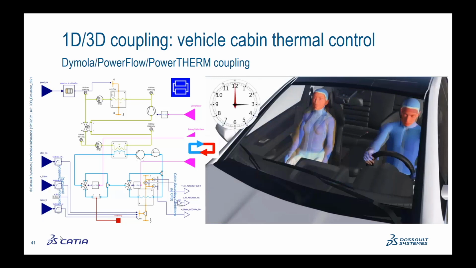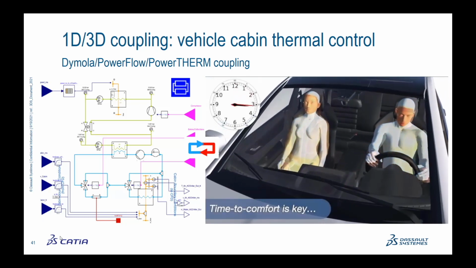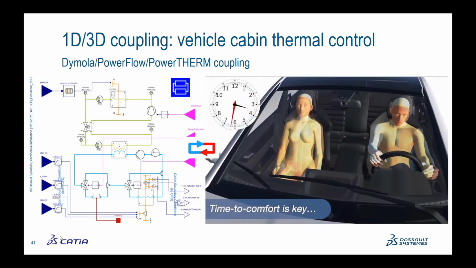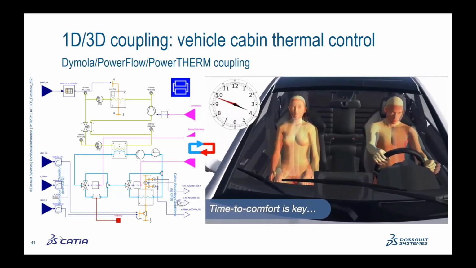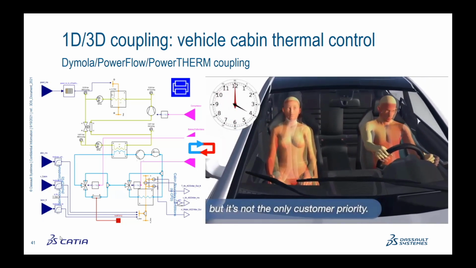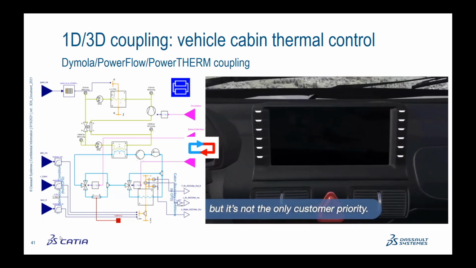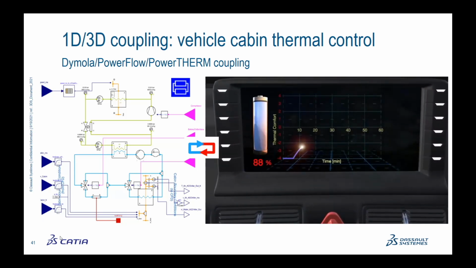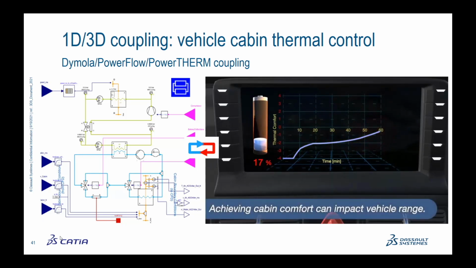The HVAC unit in the 1D system model is coupled with a 3D model to obtain the evaporator outlet temperature. The 1D system model also includes the electrified powertrain and the battery of this electric vehicle, so the impact of the cabin thermal control on the battery range can be evaluated.